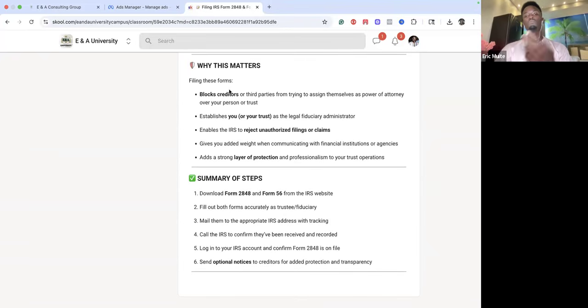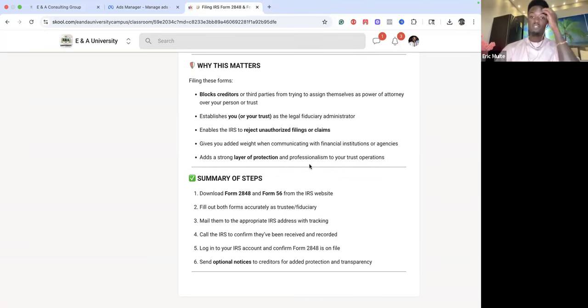And so when you file these documents, it blocks creditors or third parties from trying to assign themselves power of attorney over your person or trust, right? And again, persons as in corporation. It establishes you or your trust as a legal fiduciary administrator, enables the IRS to reject unauthorized filings and claims. This is extremely important. It gives you added weight when communicating with financial institutions or agencies, and also adds a strong layer of protection to you and to your trust.